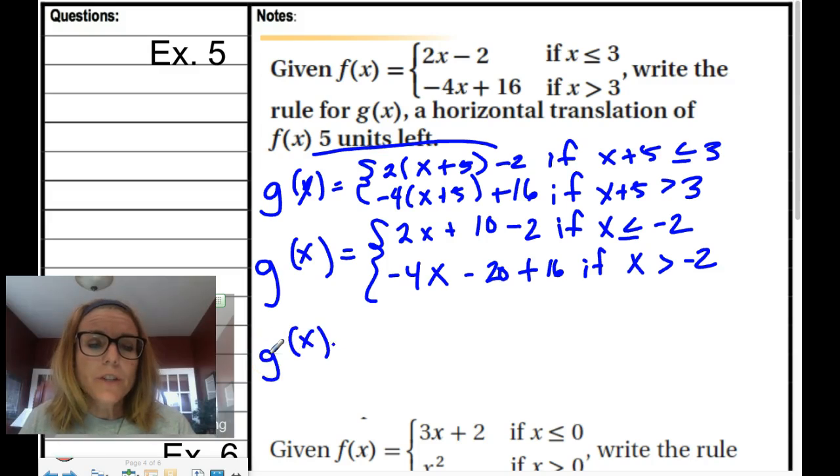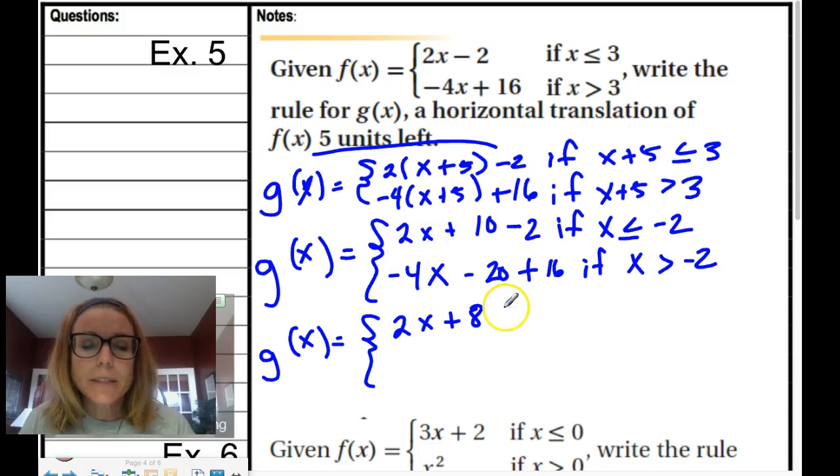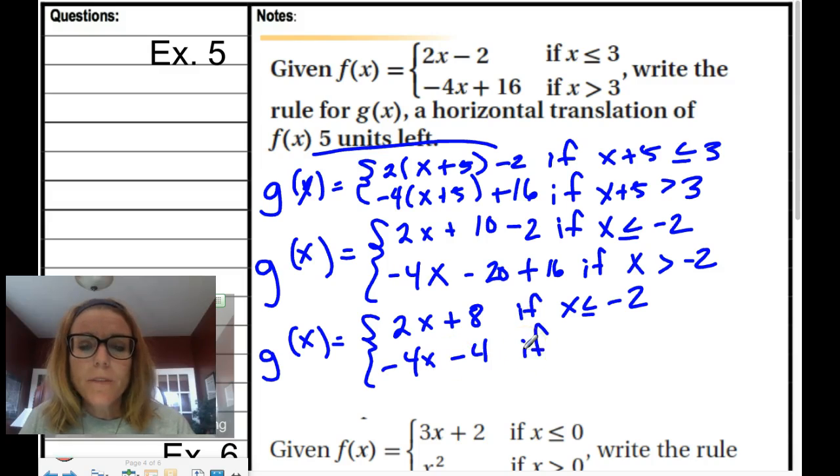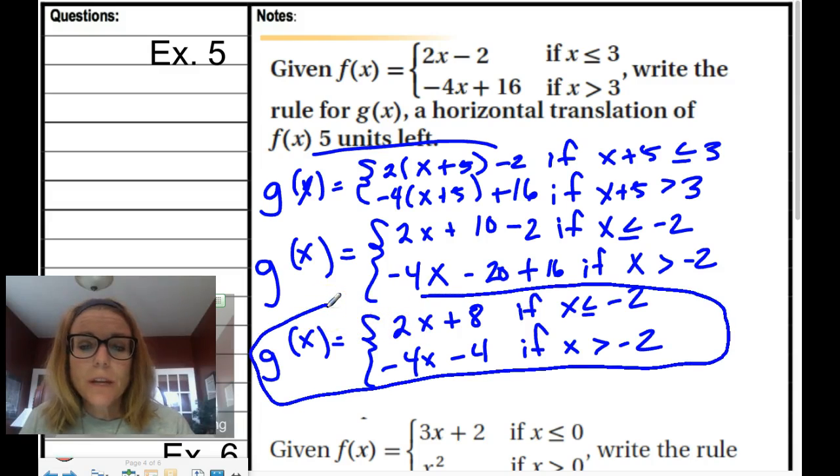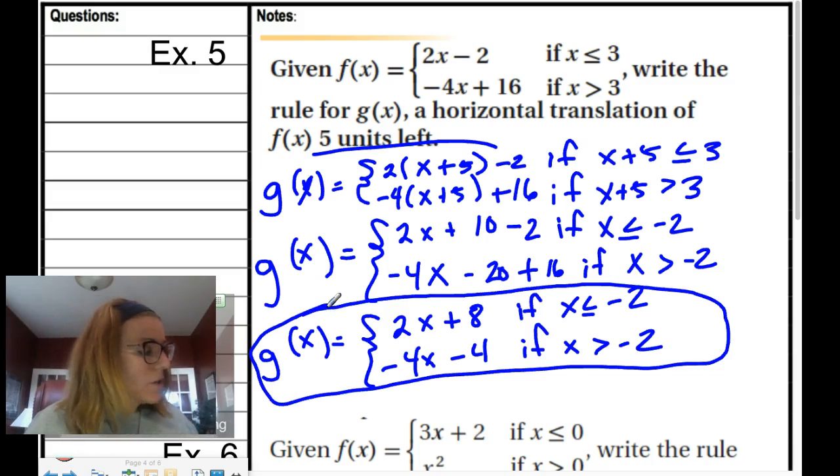Well, I think we can finish up here. Combine like terms, 2x, we have 2x plus 8, because 10 minus 2 is 8, if x is less than or equal to negative 2. And then we have negative 4x minus 4 if x is greater than negative 2. I think that is a beautiful answer. Let's double check that it is right. We are good. We changed the interval and the rule.